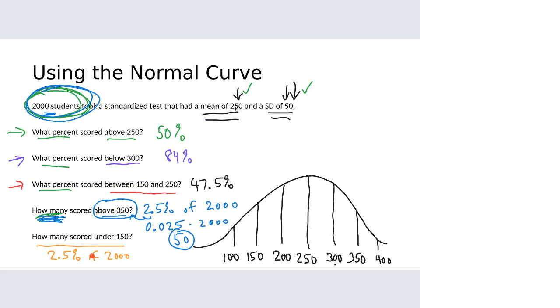Well, that's going to give me the exact same answer I had before. That's also going to be 50. And it's because these two are symmetric to each other. Above 350 and below 150 are symmetric. So they're going to have the same result.